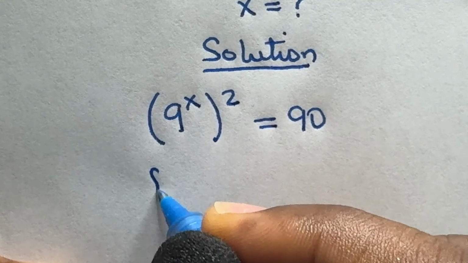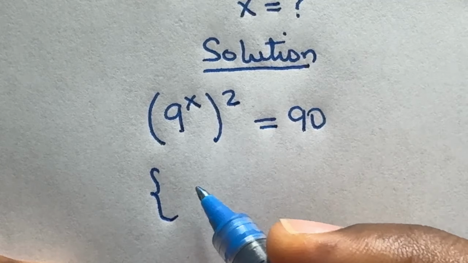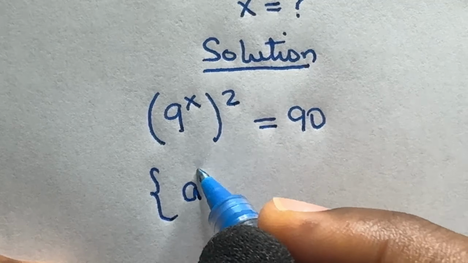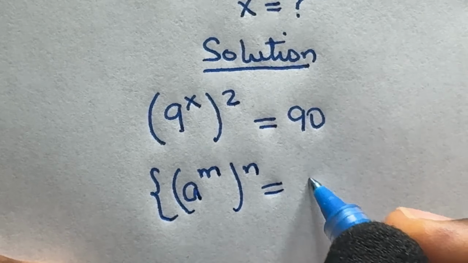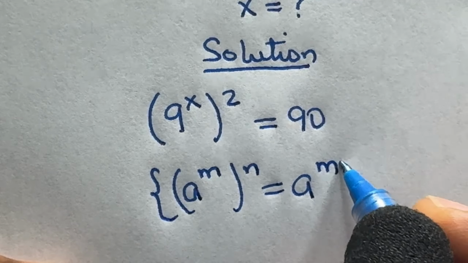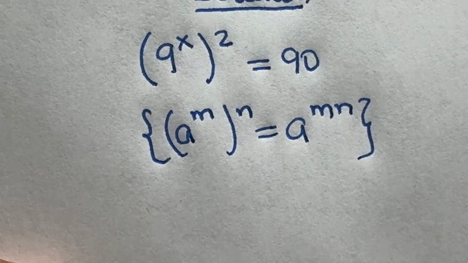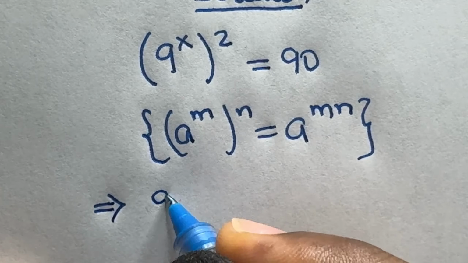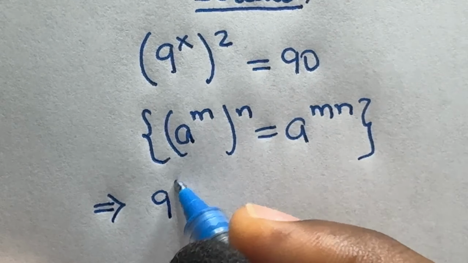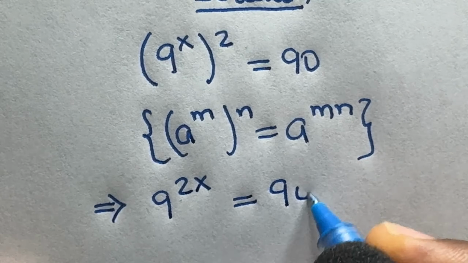By indices, I can handle this exponent using this rule: a raised to power m, raised to power n, is equal to a raised to power m times n. Therefore, this equation becomes 9 raised to power x times 2, which is 2x, equal to 90.